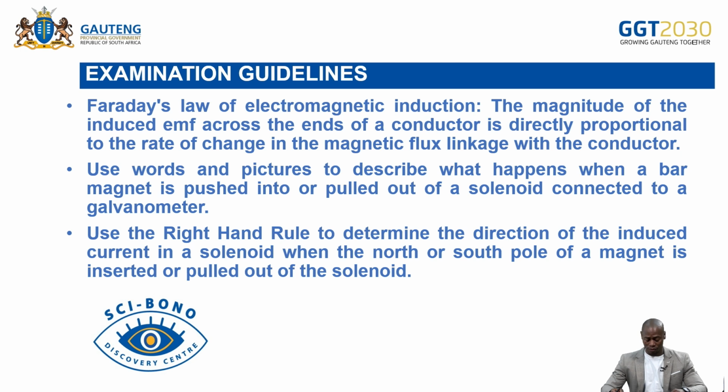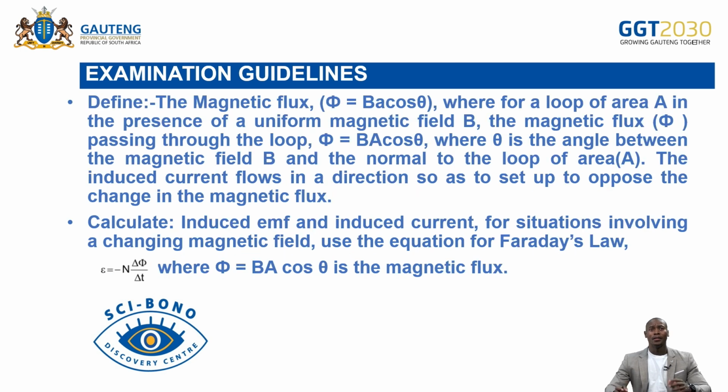Use words and pictures to describe what happens when a bar magnet is pushed into or pulled out of a solenoid connected to a galvanometer. Use the right-hand rule to determine the direction of the induced current in a solenoid when the north or the south pole of the magnet is inserted or pulled out of the solenoid. Also define magnetic flux, and calculate the induced EMF using the equation E equals negative N change in magnetic flux divided by change in t, where phi is BA cos theta.